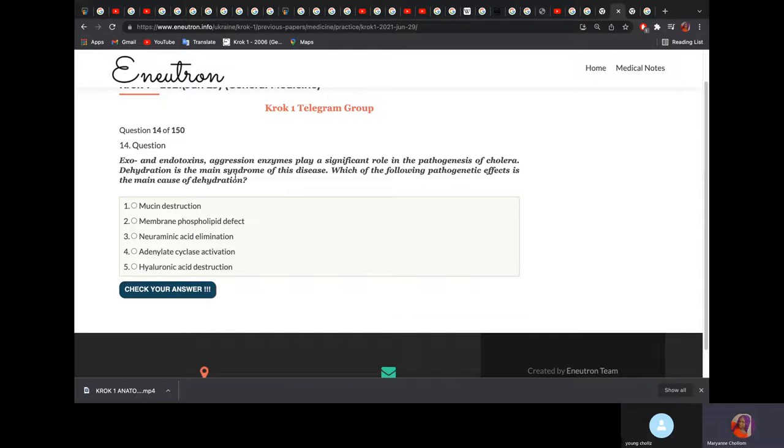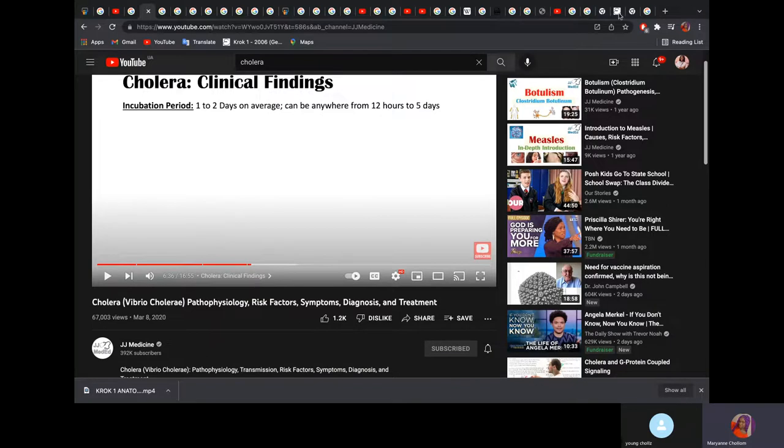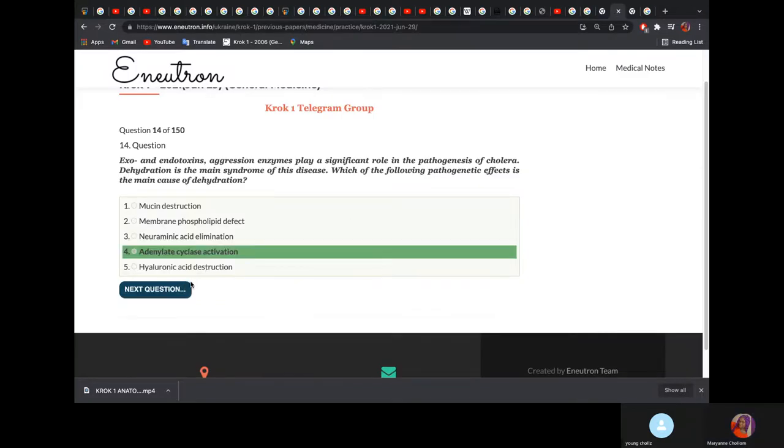The mechanism is that cholera toxin causes the activation of adenylate cyclase, which increases cyclic AMP level, which will stimulate the secretion of chloride into the intestinal lumen, and sodium will also follow chloride into the intestinal lumen. What happens next? Water also follows sodium, and that will cause diarrhea, because of water plus the feces, plus sodium. So that's why the answer will be adenylate cyclase activation. I strongly recommend for you to watch this video, Cholera Again by JJ Medicine.